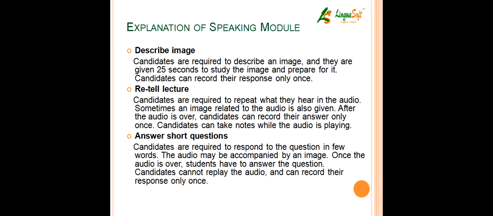Describe image. Candidates are required to describe an image and they are given 25 seconds to study the image and prepare for it. Candidates can record their response only once.